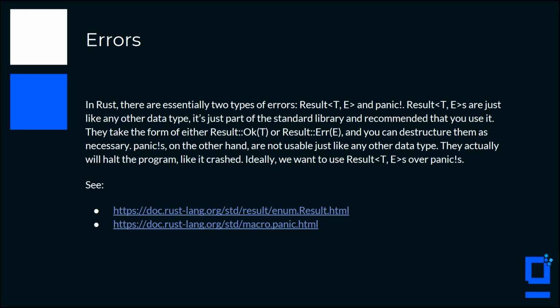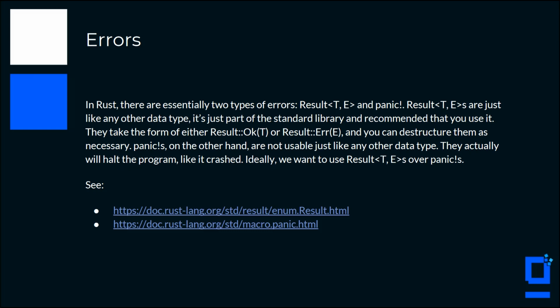Rust doesn't have that exception data type exactly, not like the throw catchable dealio. Instead, you just have this standard library provided struct or enum called result. And that will either take the form of result okay or result error. And you just have to figure out, okay, is the result of this function, did it execute okay, or was it an error? And that struct is representing only errors that you can recover from.